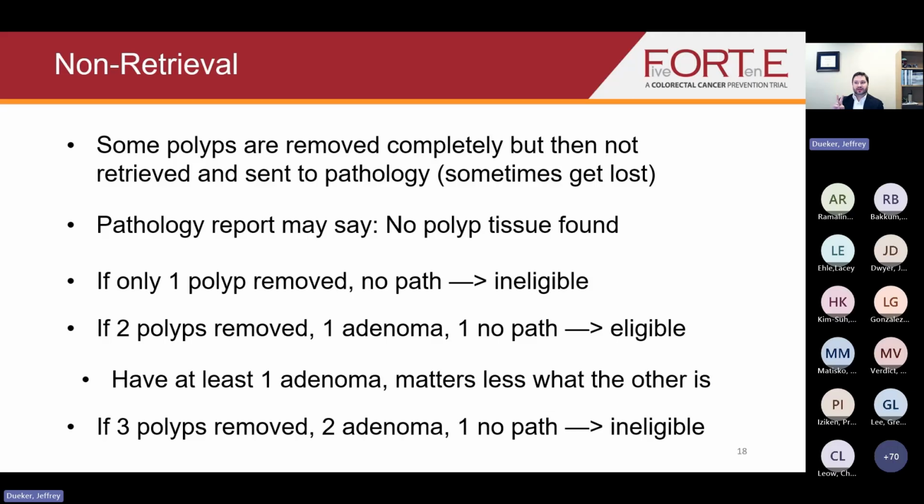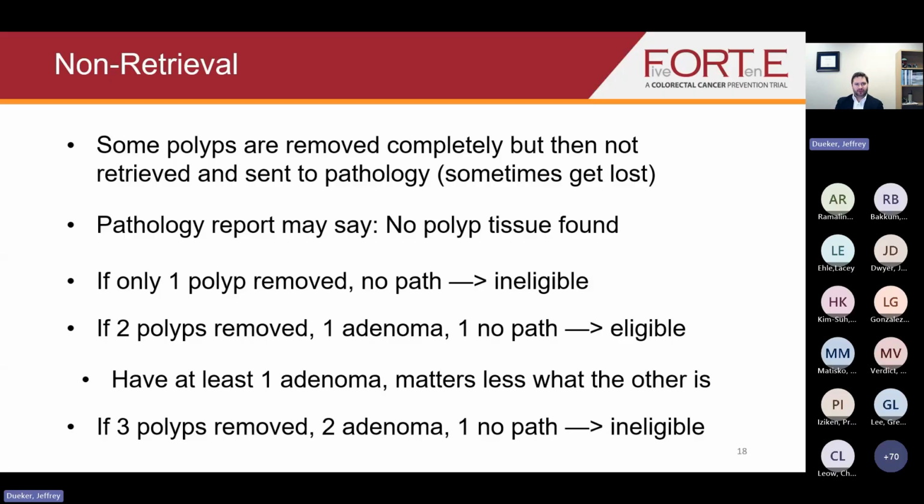This is where it gets kind of tricky. If they take out 2 polyps and one's an adenoma and the other one does not have pathology, that patient is actually eligible. The reason is we have confirmed one adenoma, right? We don't know if the other one is an adenoma or hyperplastic, but that matters not as much. It's sort of similar to the situation we were talking about before. So if you have at least one adenoma, it matters less what the other one is.